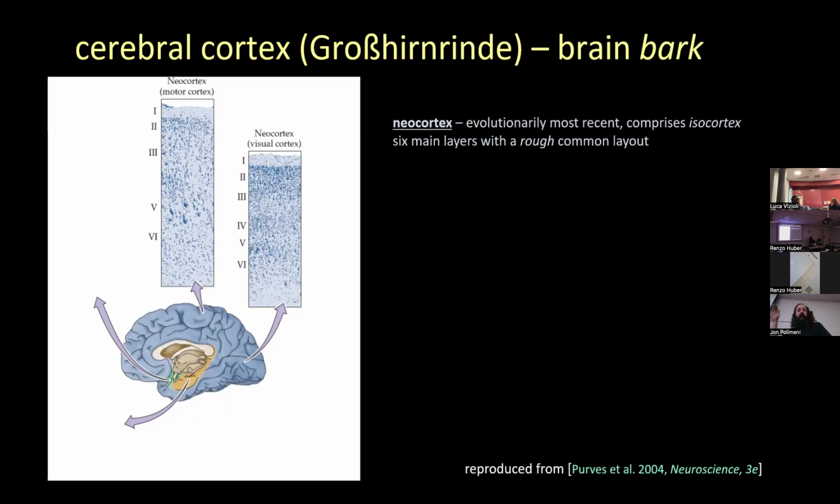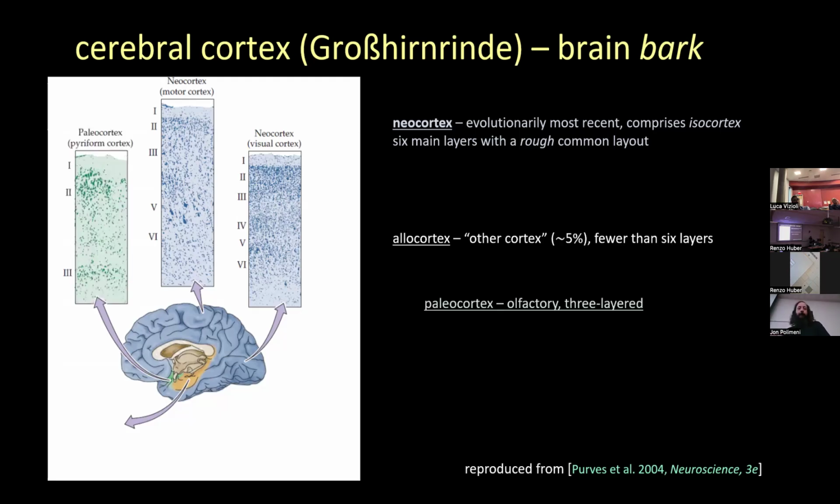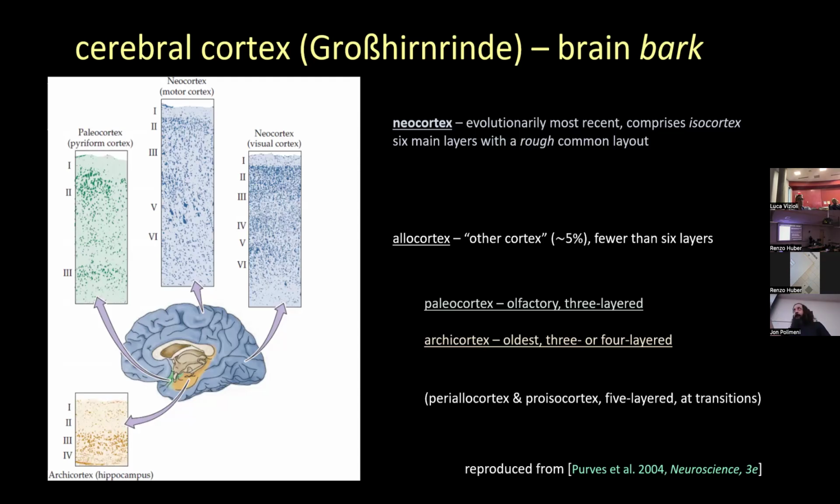It comprises the isocortex, which has 6 main layers with a rough common layout. The rest is allocortex, which has fewer than 6 layers. We have paleocortex and olfactory cortex, and archicortex, such as hippocampus, which is the oldest, in either 3 or 4 layers. And then other types of cortex in the transitions between these types.